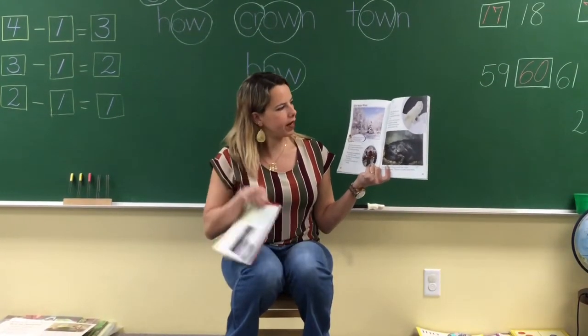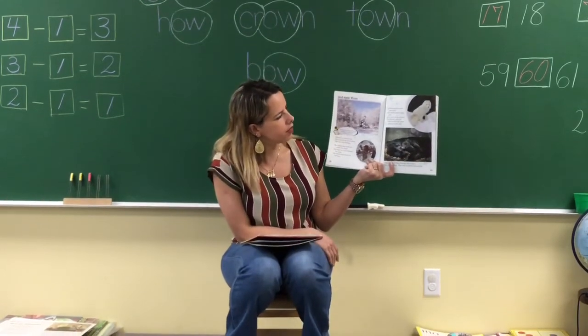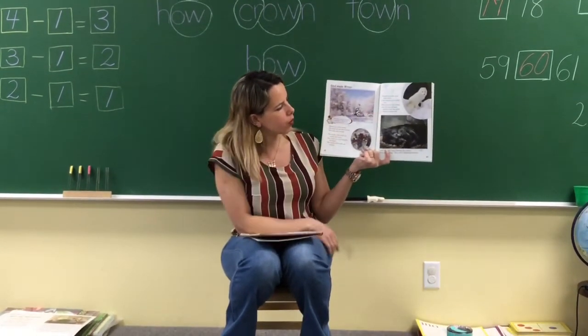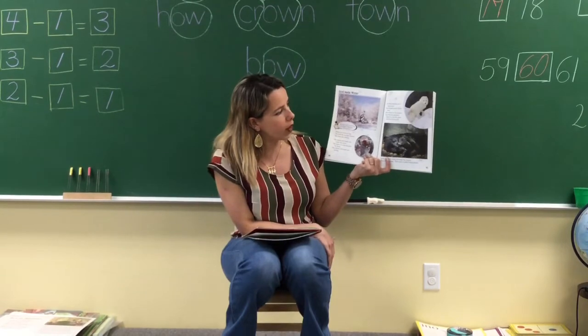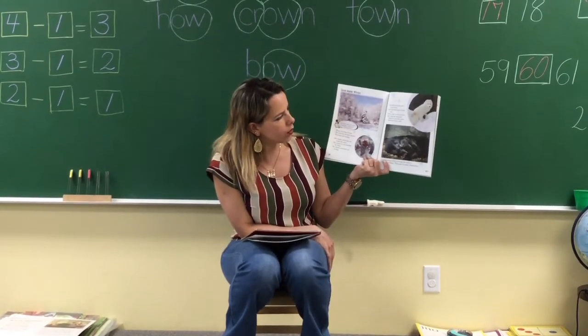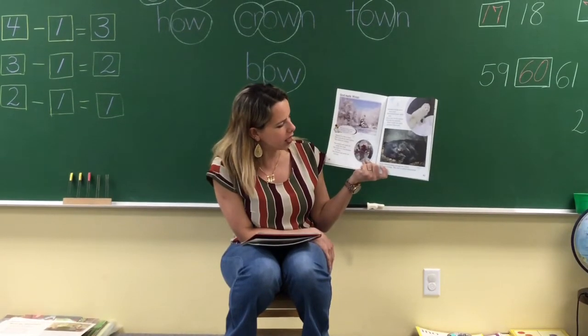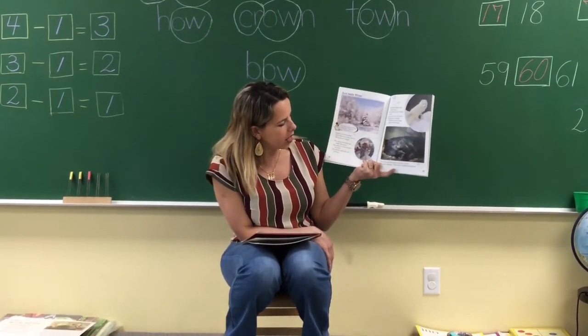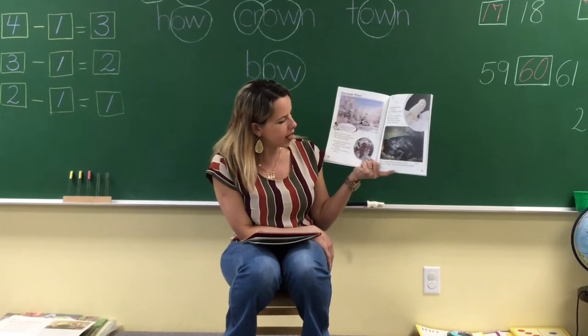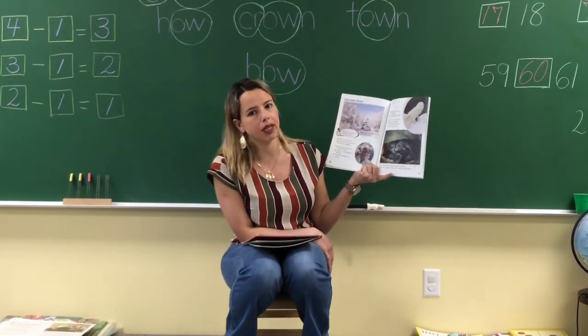And then on page 43, it says, the forest animals grow warm coats. Some animals grow white coats. These coats are for winter. They help the animals blend in with the snow and keep them safe. Some animals sleep through the winter. They are resting. This is called hibernation.